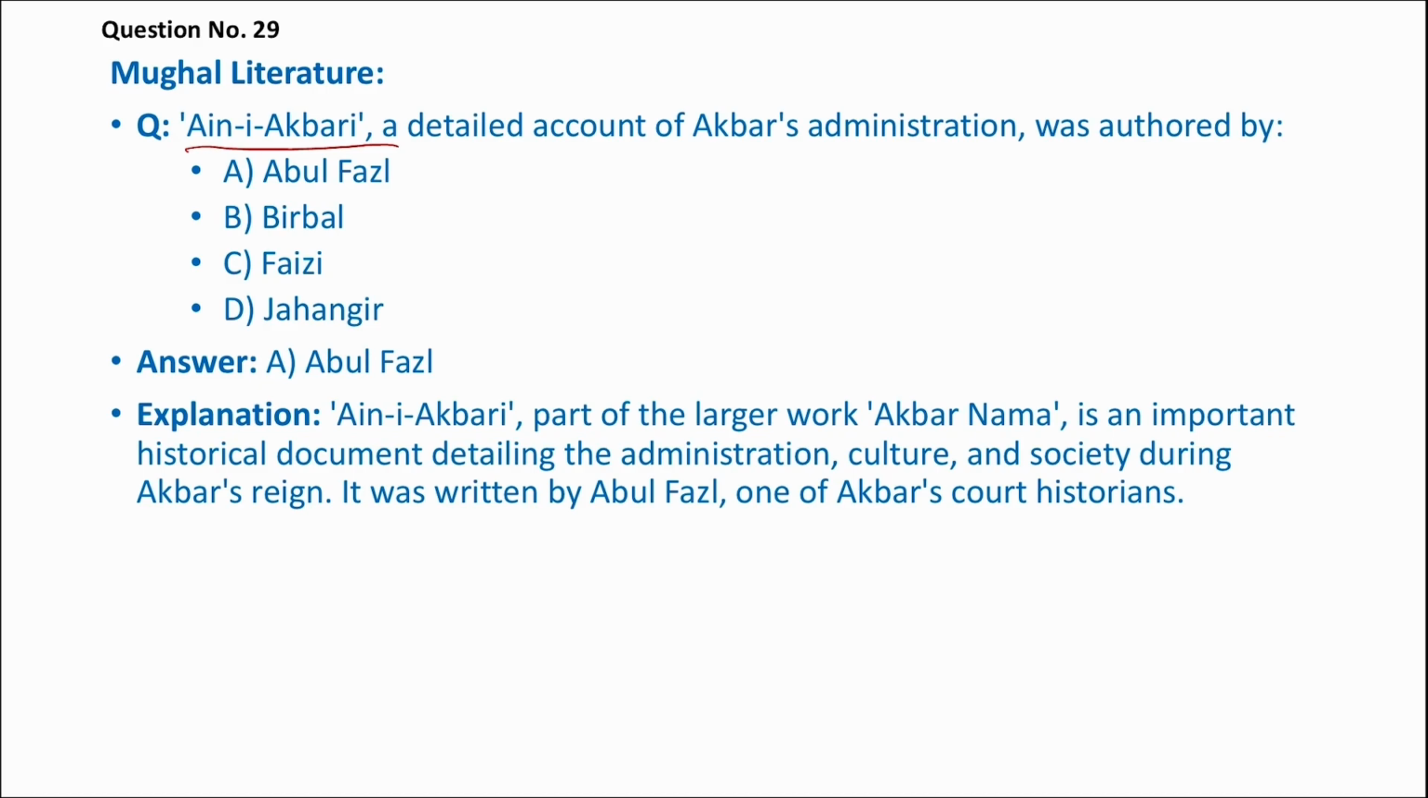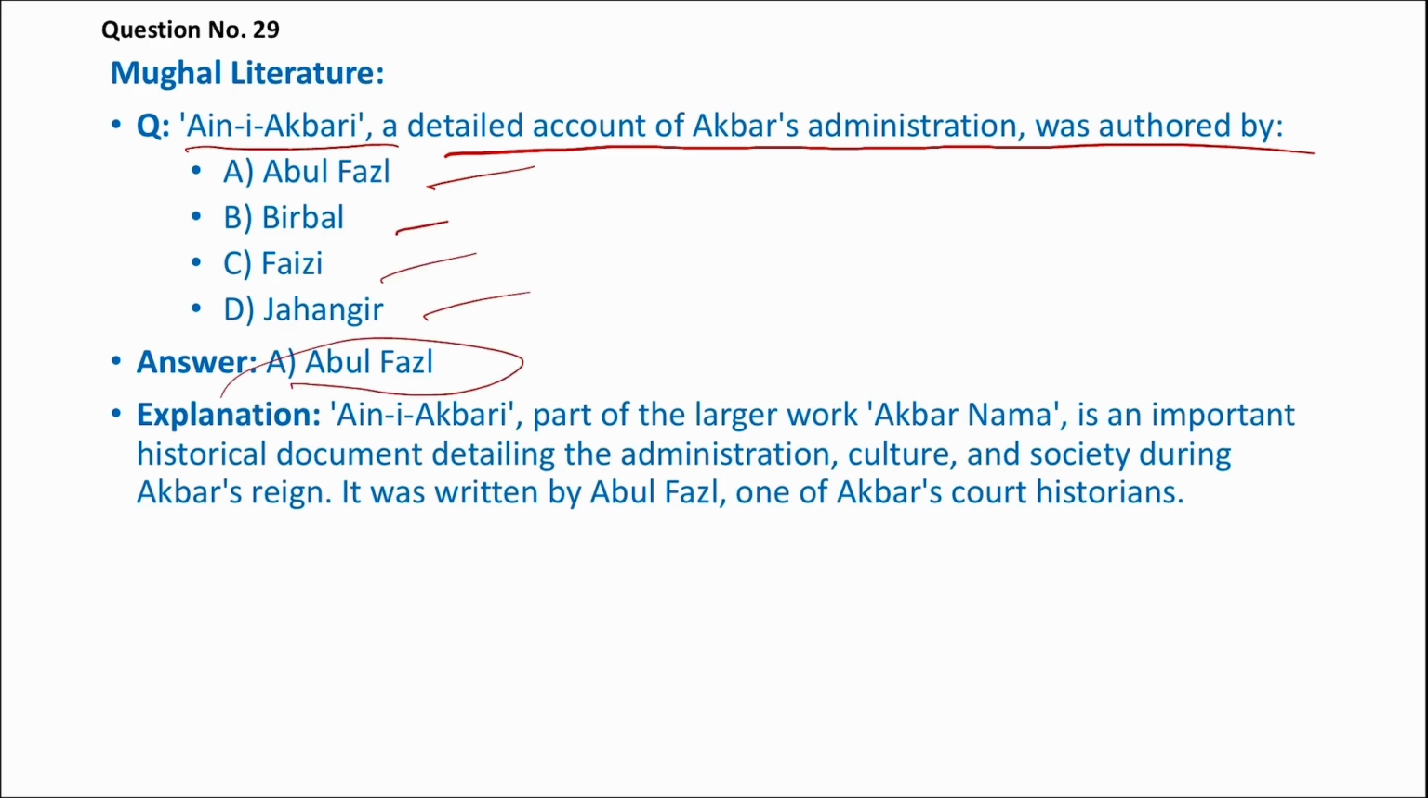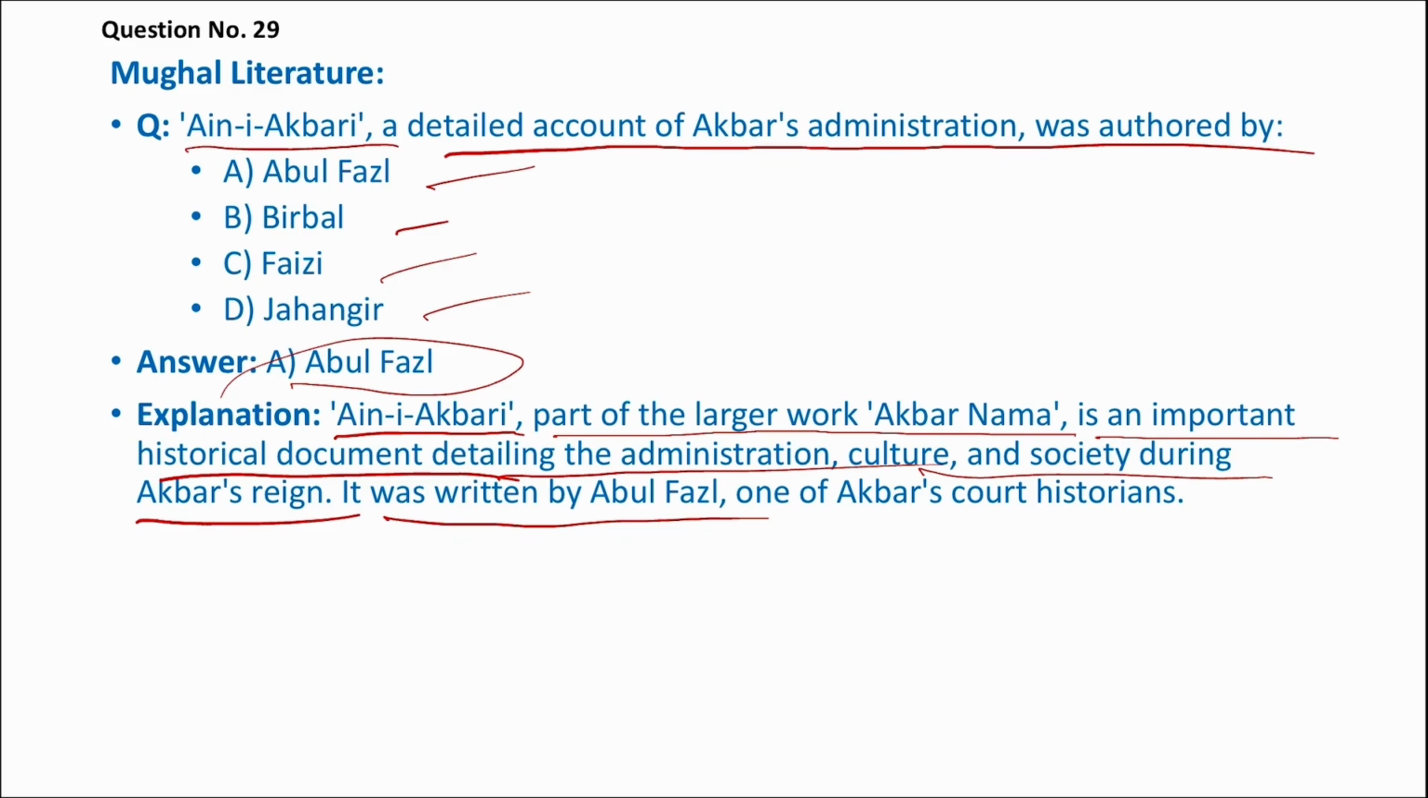Ain-i-Akbari, a detailed account of Akbar's administration, was authored by whom? Abdul Fazl, Birbal, Faizi, or Jahangir? It was Abdul Fazl who wrote Ain-i-Akbari. Part of the larger work Akbarnama, it is an important historical document detailing the administration, culture, and society during Akbar's reign. Abdul Fazl was a court historian in Akbar's court. So the right answer is A.